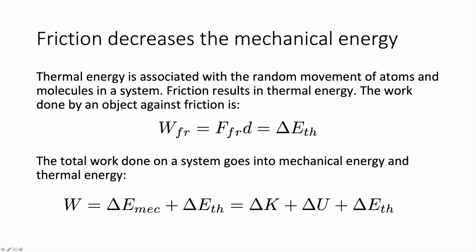So the work done against friction is the frictional force times the distance, and that is converted into thermal energy, which is generally not a useful form of energy. This has the opposite sign of the work done by the frictional force. So the work done by the frictional force is negative. The work done against the frictional force is positive.